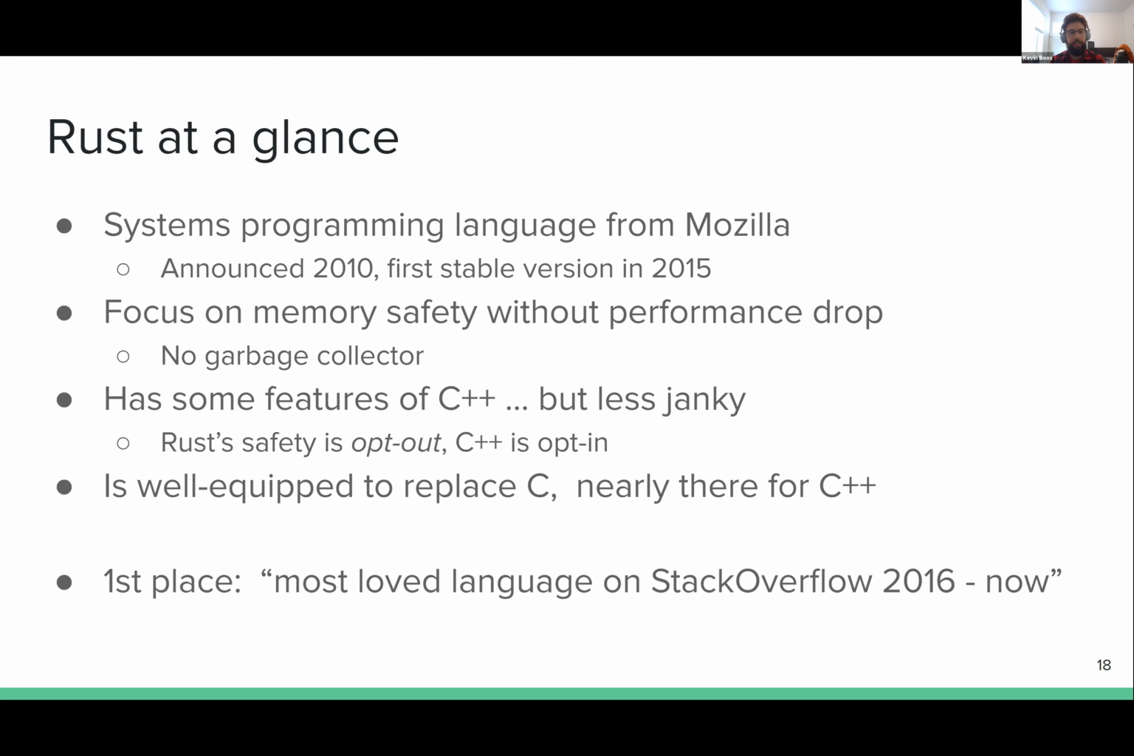So like I said already, it focuses on memory safety without the hits in performance. I like to think of it as having a lot of good features of C++, but it's done well. So in the case of Rust, safety is opt-out, meaning you have to explicitly say, hey, I want this portion to not be checked for safety, whereas C++ is opt-in, right? It's unsafe by default, and if you want to use safe features, you have to explicitly choose those particular types and functions.